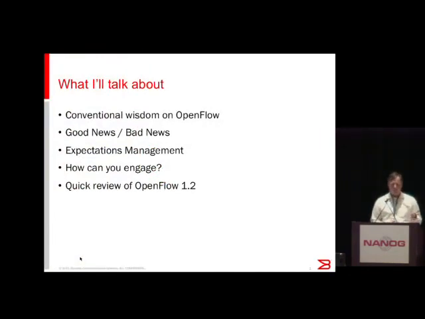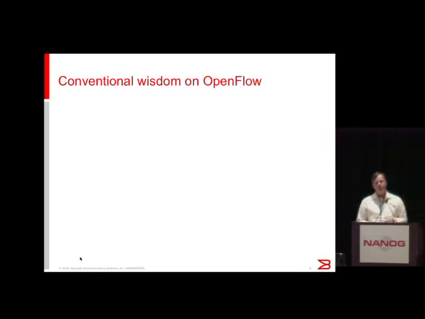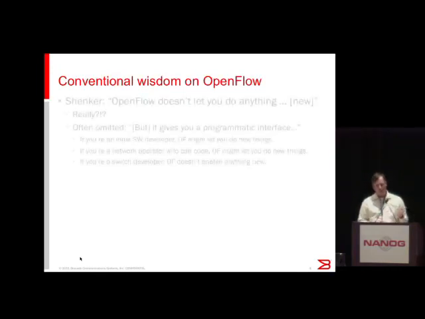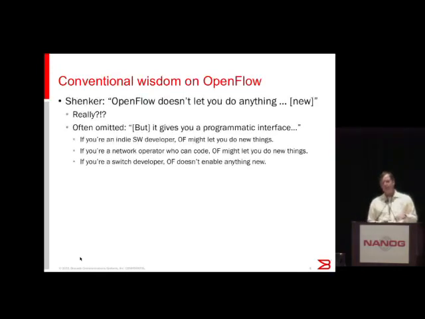So first I want to touch on the conventional wisdom about OpenFlow. We get a lot of contradictory statements out here. So Scott Shenker, one of the fathers of OpenFlow, there are several fathers, said more than once, OpenFlow doesn't let you do anything new or anything that you couldn't do before. And you think, really? Well, if that's true, why would I care? Why do I care about OpenFlow if I can't do anything new? But his next sentence was to say, but it does give you a programmatic interface.